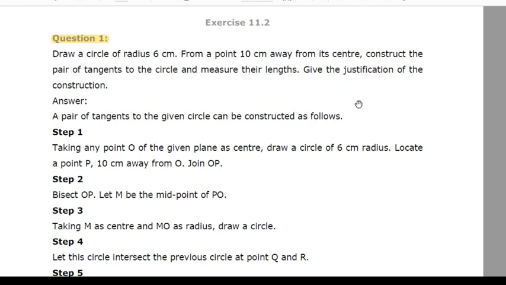First you construct a circle. You have to construct a circle, and from the center you have to mark a point 10 centimeters away. From that point, you have to bisect that line. After bisecting that line, you have to draw a circle from the bisecting point, and the circle which intersects the original circle, at those points you have to join the intersected point to that required point from where you want to draw the tangent. Then you will get your required tangents.